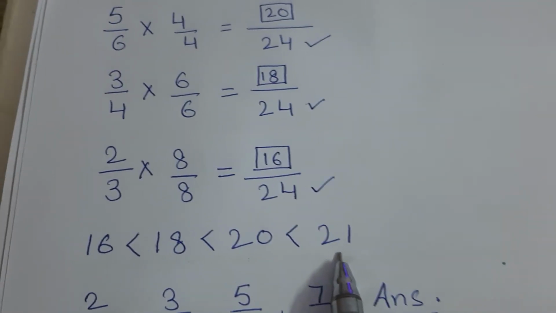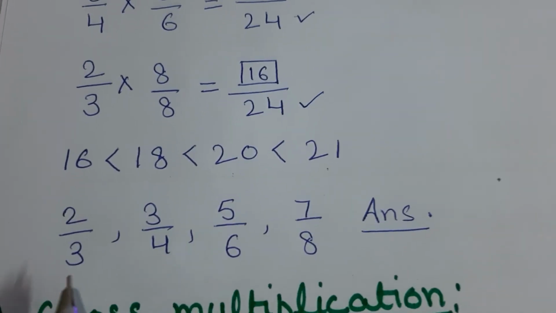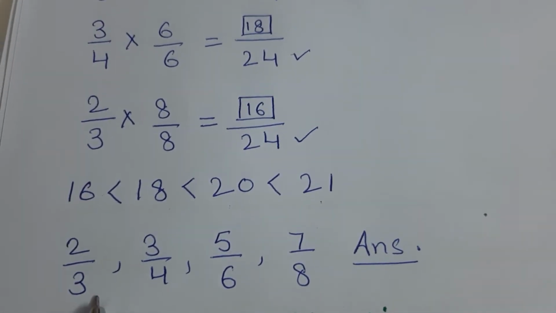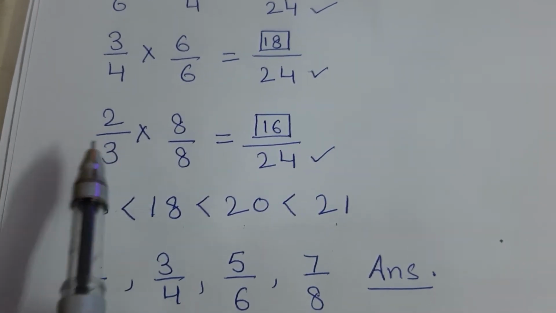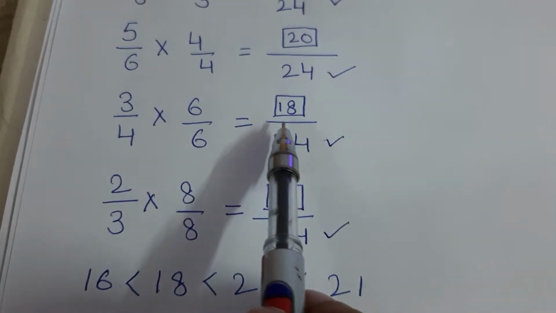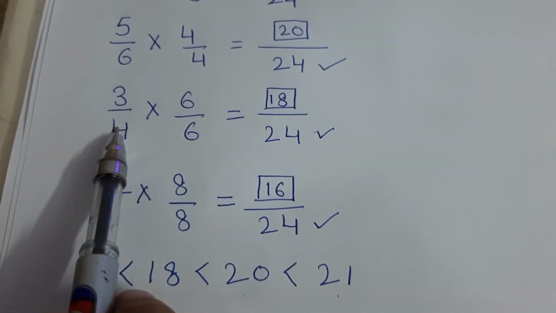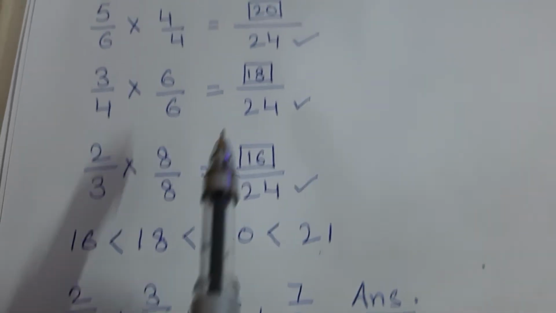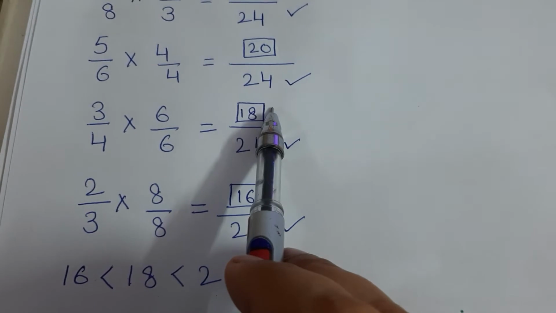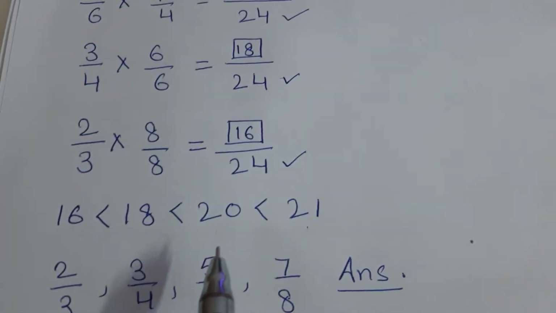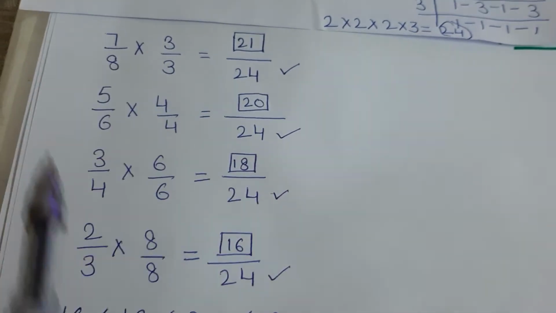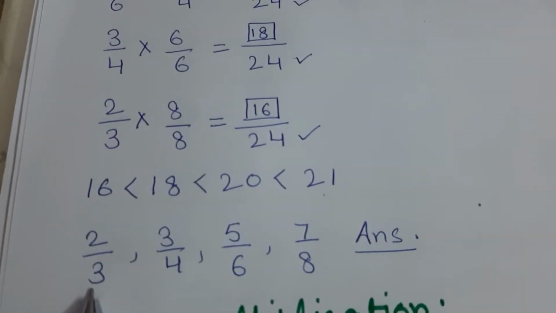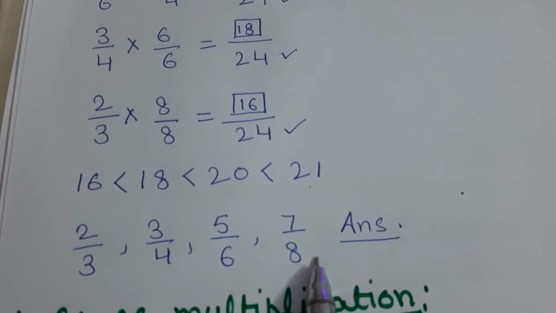Now you will write their actual fractions. 16 by 24's actual fraction is 2 by 3. Next is 18 over 24's actual fraction is 3 by 4. 20 by 24's actual fraction is 5 by 6. 21 by 24's actual fraction is 7 by 8. So this is the sequence.